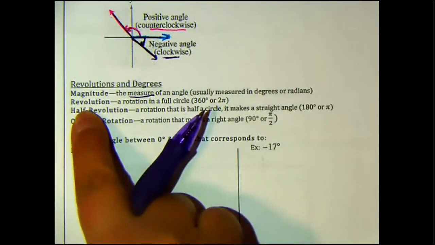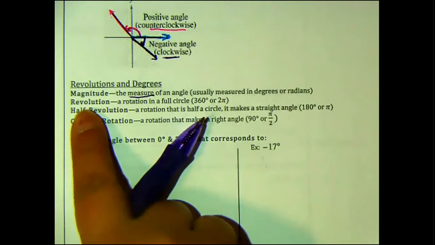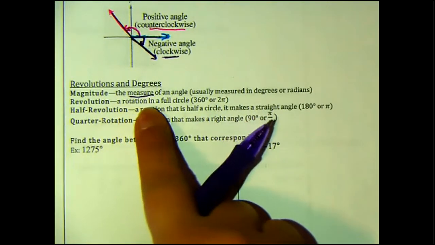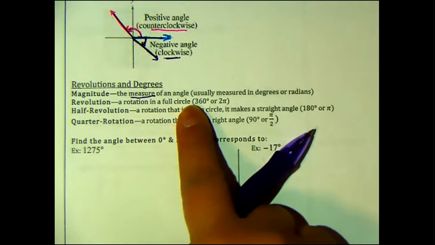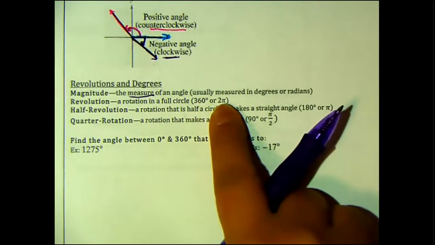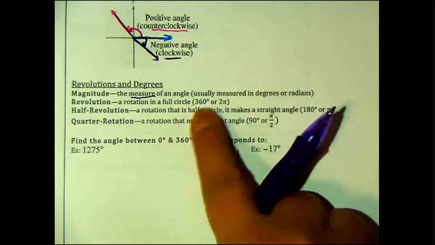A revolution, okay, not like revolution as in what just happened last week, or what tried to happen last week. A revolution in this sense is a rotation in a full circle. Okay, so either 360 degrees or 2 pi radians, right?